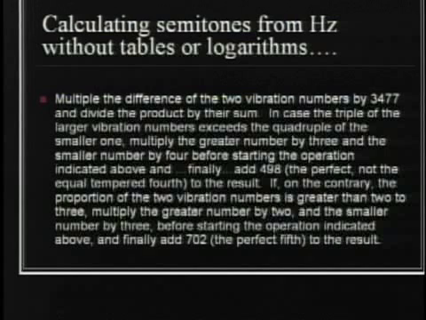You multiply the difference of the two vibration numbers by 3,477, divide the product by their sum. In case the triple of the larger vibration numbers exceeds the quadruple of the smaller one, multiply the greater number by 3 and the smaller number by 4 before starting the operation indicated above, and finally add 498, the perfect, not the equal tempered fourth, to the result. If, on the contrary, the proportion of the two vibration numbers is greater than 2 to 3, multiply the greater number by 2, the smaller number by 3 before starting the operation indicated above, finally add 702, the perfect fifth, to the result. Isn't that brilliant?